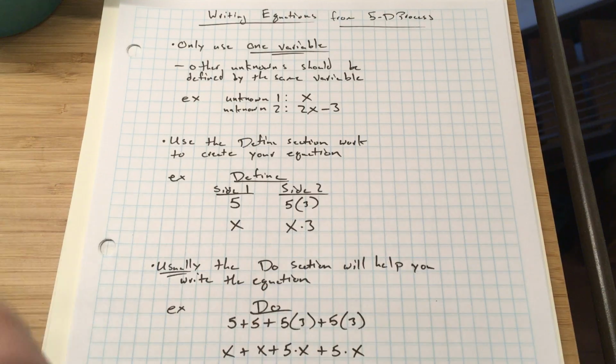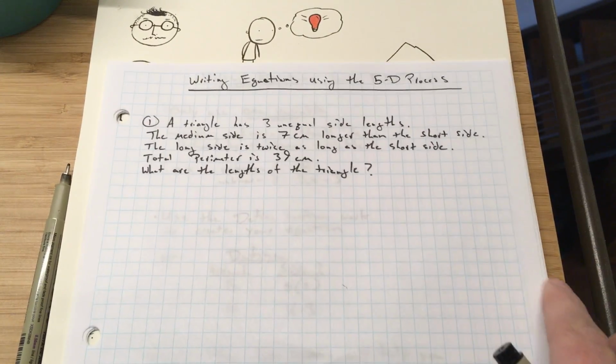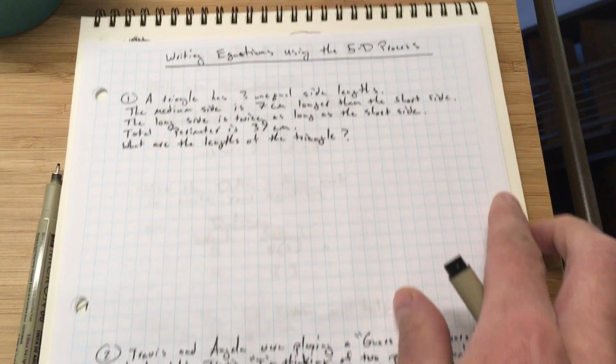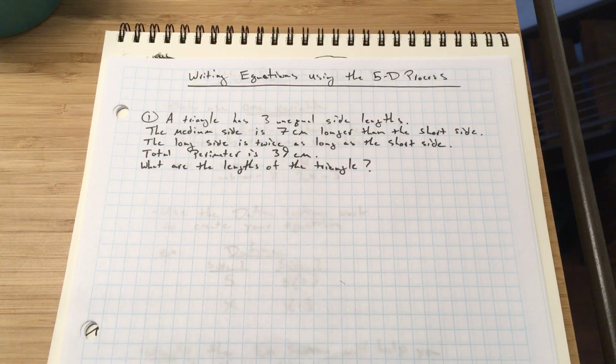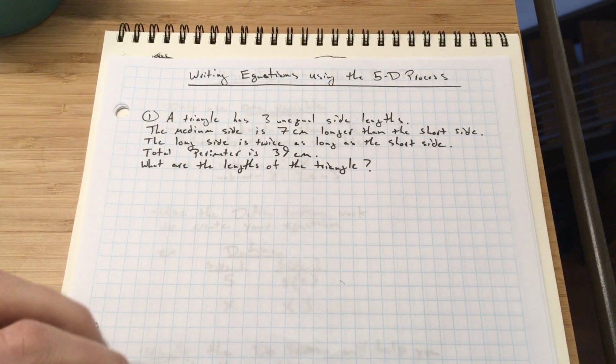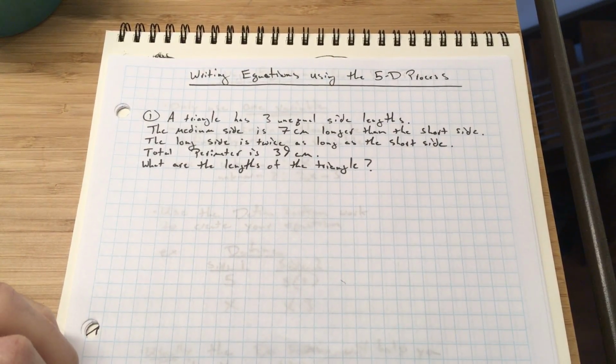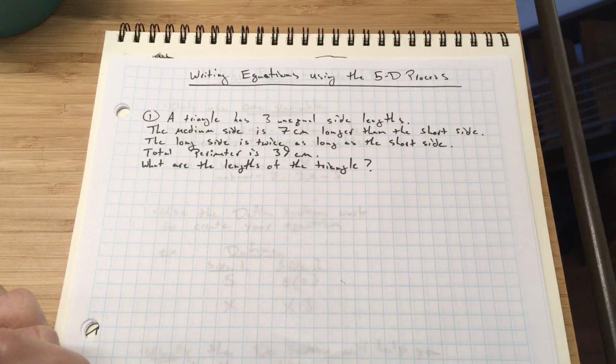Let's take a look at two examples that you actually just worked on. So you might already know the answer to these problems, and that's great. But I want to talk about how we write an equation here. So, looking at the first one. A triangle has 3 unequal side lengths. A medium side is 7 inches longer than the short side. The long side is twice as long as the short side. The total perimeter is 39 centimeters.